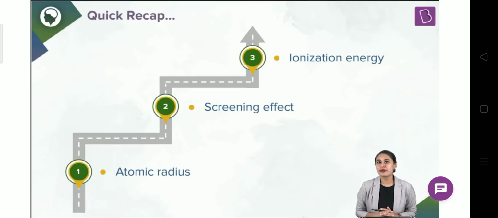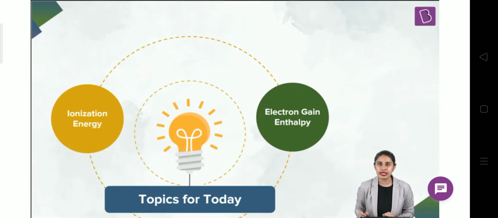Then we had a discussion about screening effect. We utilized it in understanding the size, and we also started a small introduction to ionization energy, right? So let's take ionization energy forward and let's see what is waiting for you today. It's none other than ionization energy continued, and we are going to talk about another trend, electron gain enthalpy. So let's see what we are waiting for.